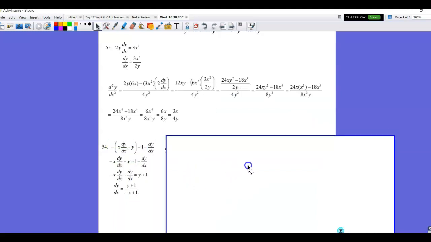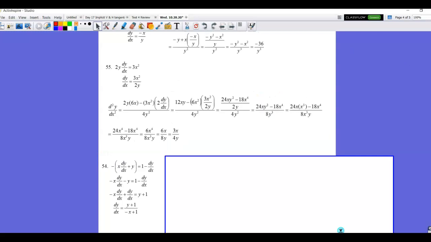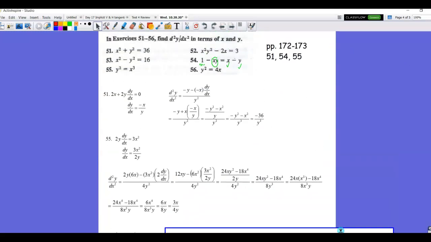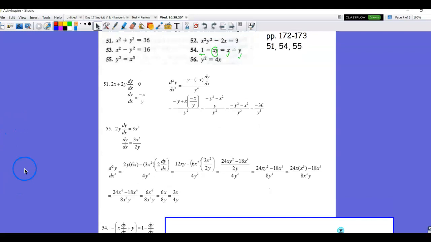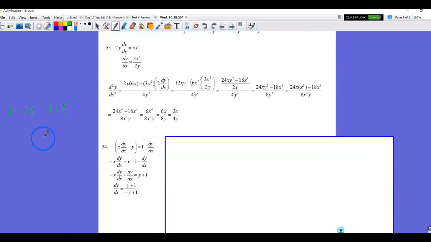All right, so in number 54, let's find the first derivative. So, let's see. I lost the problem, though, when I moved it down. Let's see, 54. Let me write that down here. So that's going to be 1 minus xy equal to x minus y. All right, so the derivative of, coming back down here, the derivative of 1 right here is 0.